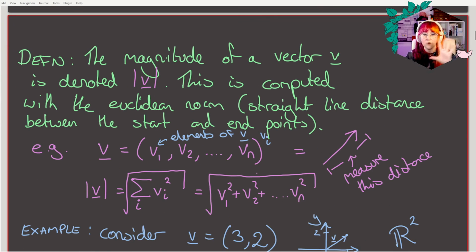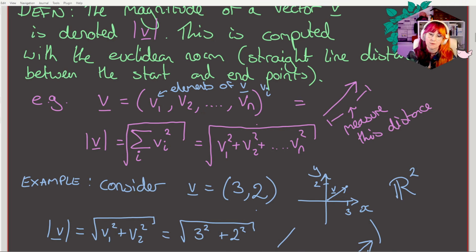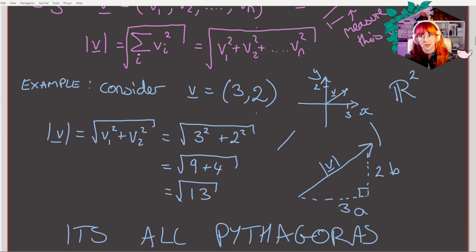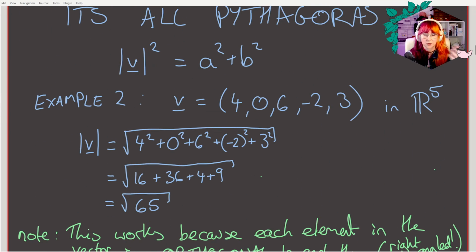So you take all of the elements, you square all of the elements individually, add them up, and then square root it. And that is the same as doing Pythagoras in 2 dimensions. So Pythagoras' theorem, you sum the squares of the opposite sides of the vector. And you do that, but just in higher dimensions. So we can do it in any dimensional vectors.